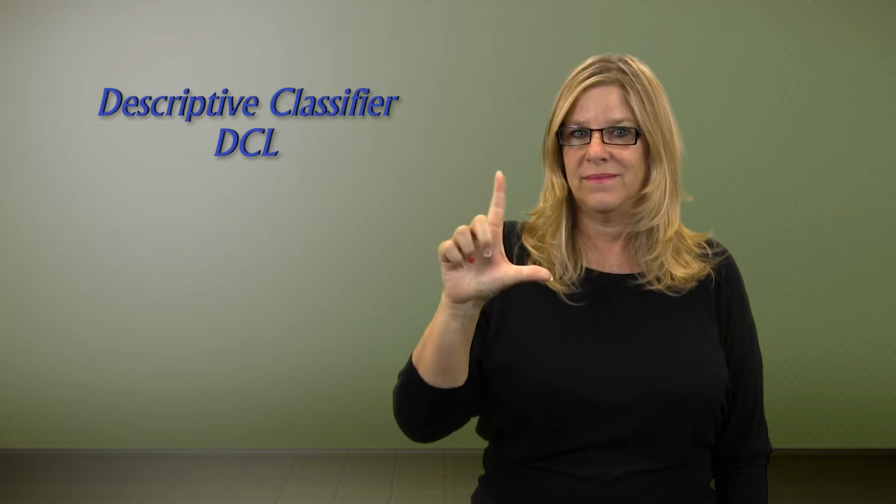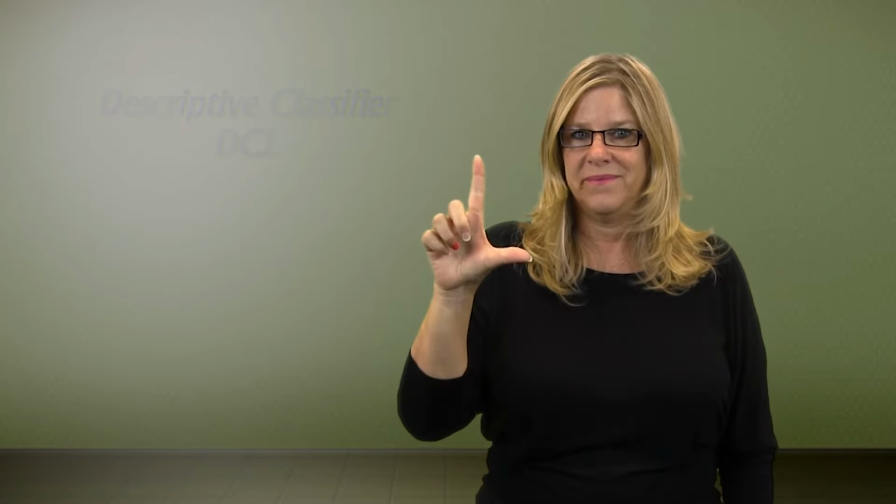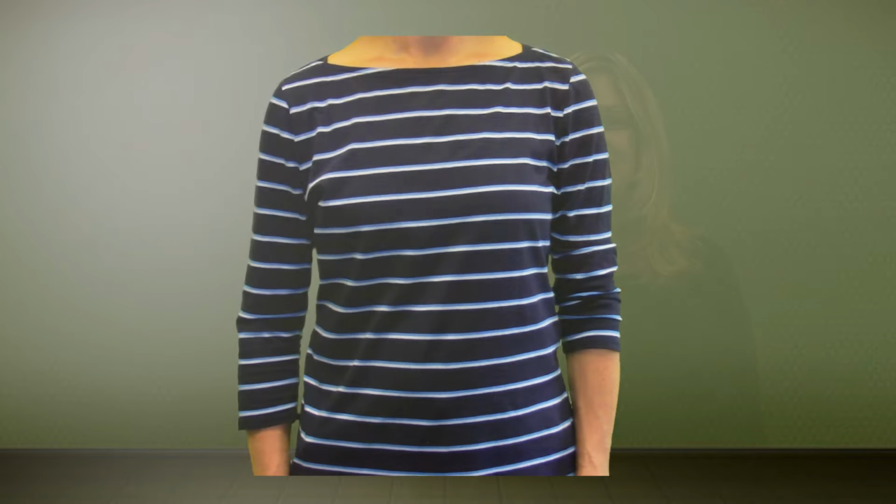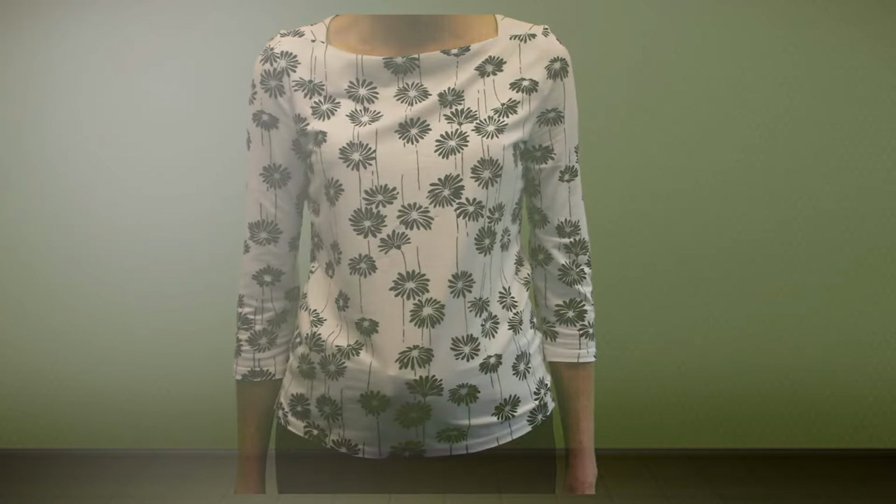Descriptive classifier. And that is signed DCL. DCLs describe objects or a person in terms of what they look like. The blue and white striped shirt. The white shirt with black flowers.